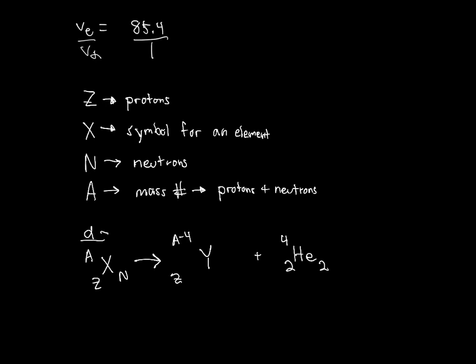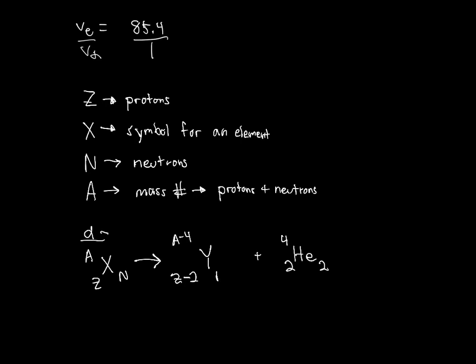How many protons does helium have in it? 2. This number on the bottom left is the number of protons inside of your atom. So I can't have the same number of protons. I can't have Z, because 2 of the protons go into this helium. So I have to subtract off those 2 protons from the Z that I would have for this new element. So that's got to be Z minus 2.